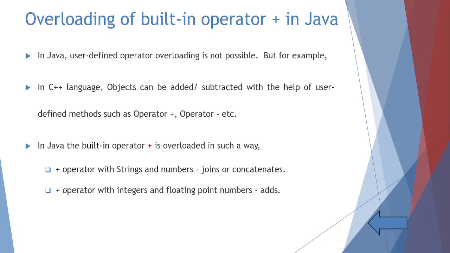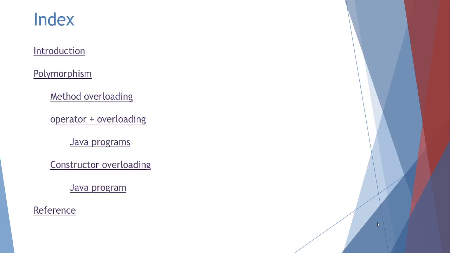But the built-in operator, that is plus, is overloaded in such a way that strings and numbers join or concatenate. Numbers means integers or floating point numbers. And plus operator with integers only, or integers plus floating, adds. So strings and numbers join or concatenate, integers and floating point numbers add. This is the operator overloading available in Java. Let's see a Java program.